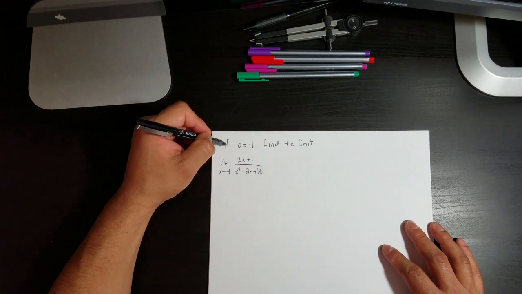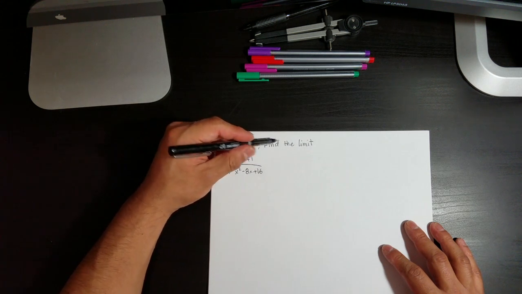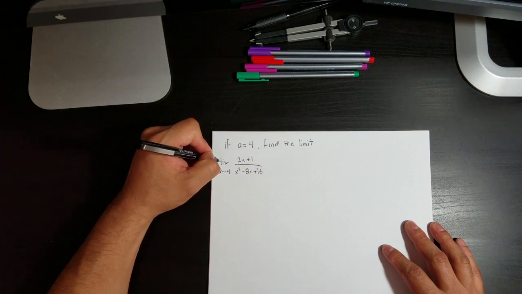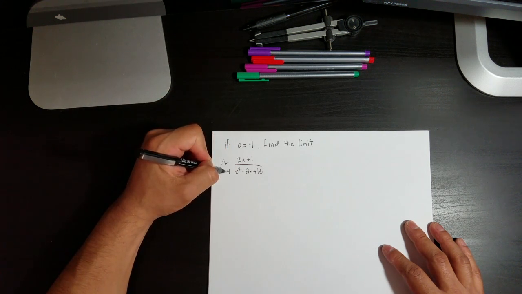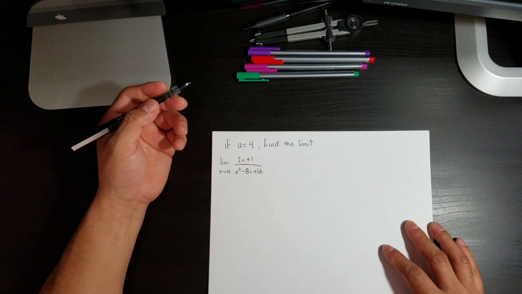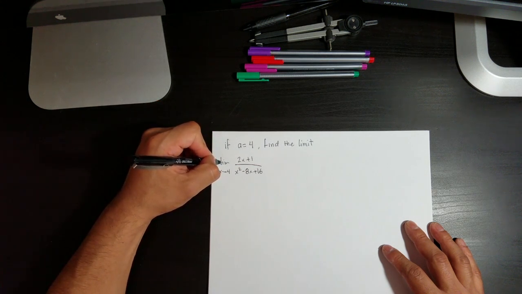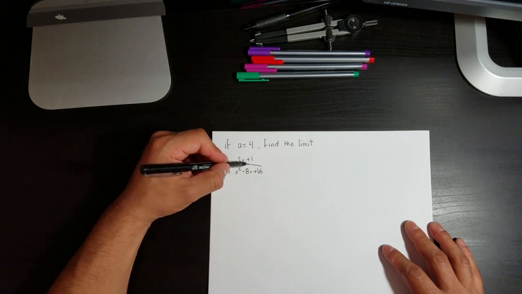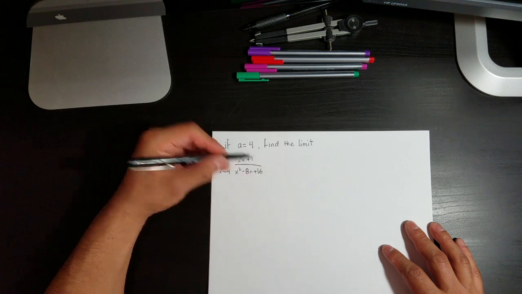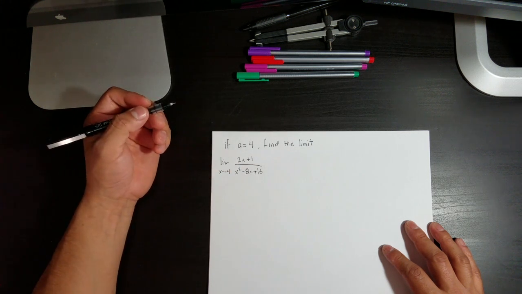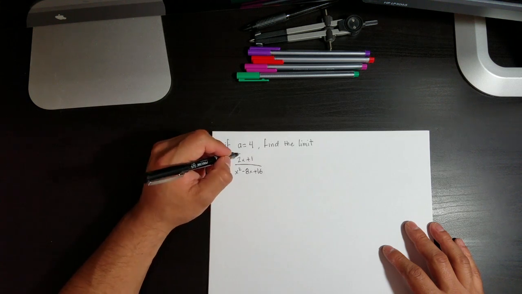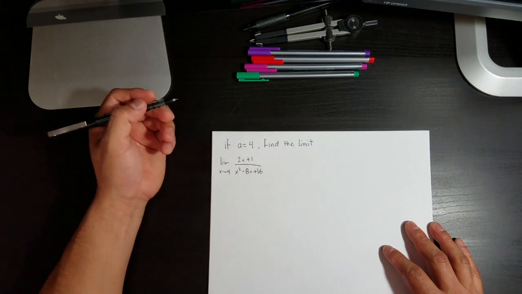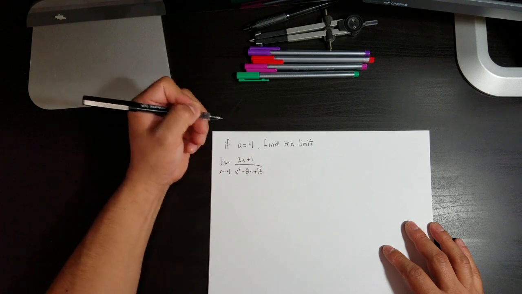Okay, let's try to solve this limit. If a equals 4, find the limit. Remember that when solving a limit, the first thing you want to do is plug in the value of x. So plug and chug. In this case, we have the limit of 2x plus 1 over x squared minus 8x plus 16 as x approaches 4. So the first thing we've got to do is solve it plugging in 4 where x is. So let's do that real quick.